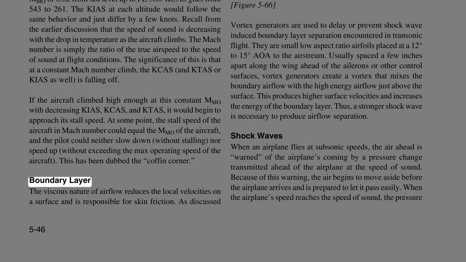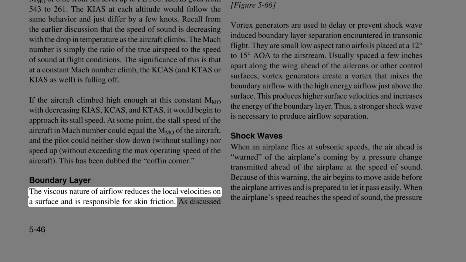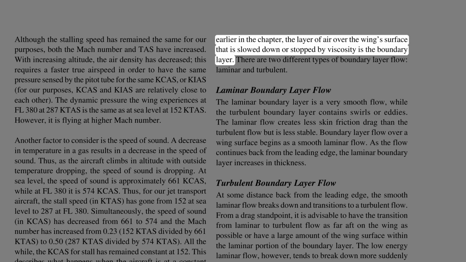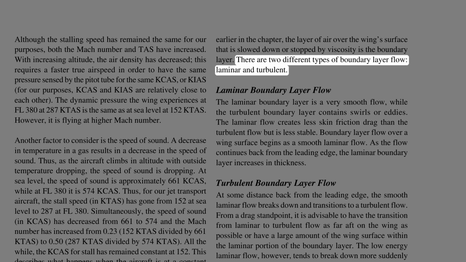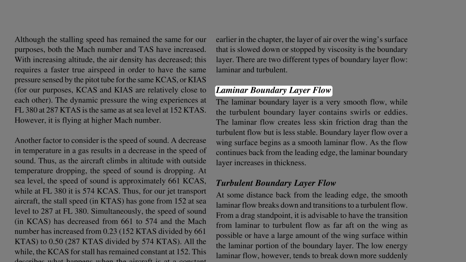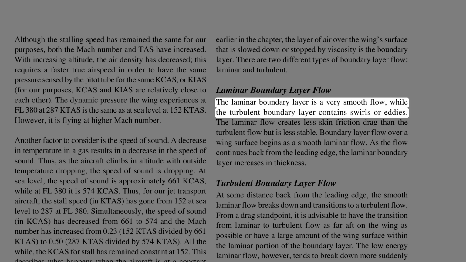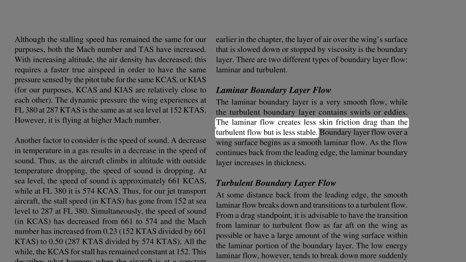Boundary layer. The viscous nature of airflow reduces the local velocities on a surface and is responsible for skin friction. As discussed earlier in the chapter, the layer of air over the wing's surface that is slowed down or stopped by viscosity is the boundary layer. There are two different types of boundary layer flow, laminar and turbulent. Laminar boundary layer flow. The laminar boundary layer is a very smooth flow, while the turbulent boundary layer contains swirls or eddies. The laminar flow creates less skin friction drag than the turbulent flow but is less stable.